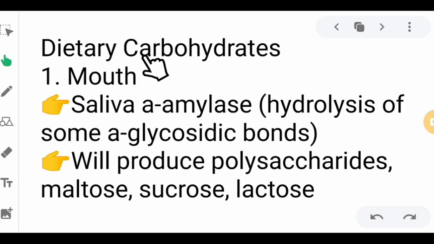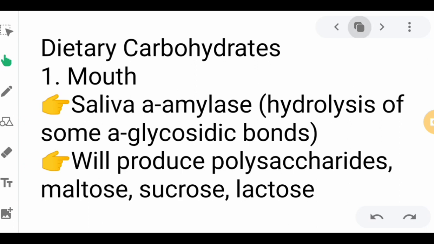The digestion of carbohydrates begins in the mouth when you eat food that contains carbs, of course. This is where the enzyme salivary alpha amylase is located. Salivary alpha amylase catalyzes the hydrolysis of some alpha glycosidic bonds. Alpha glycosidic bonds connect the simpler monosaccharides together, tens to hundreds of thousands of them, to produce a disaccharide, an oligosaccharide, and a polysaccharide.